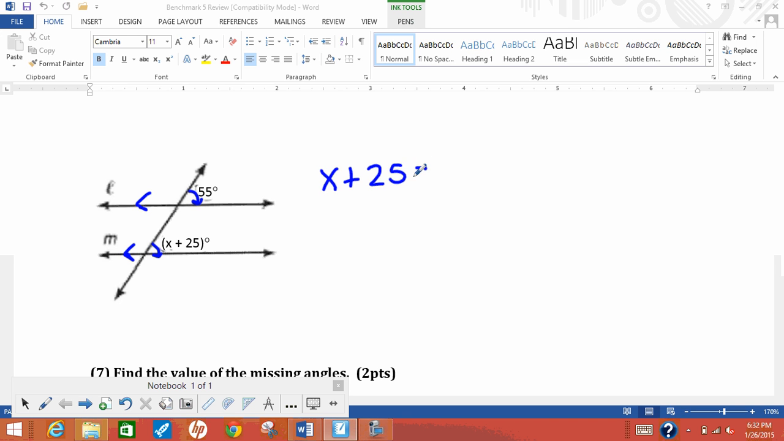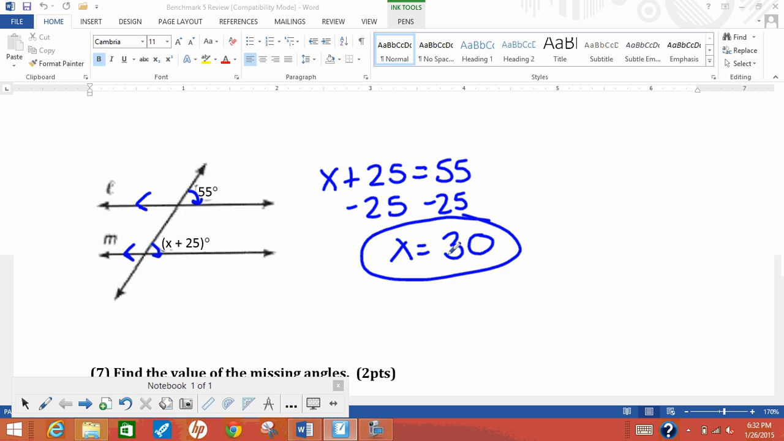So we can write this simple equation and solve it for x. And get that x is 30. And of course, we plug x back in here. 30 plus 25 is 55, and they're equal. So if these two angles are both 55, which means x is 30, then these two lines, L and M, will be parallel.